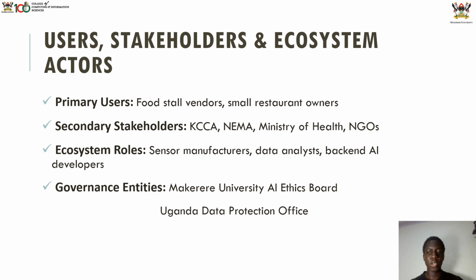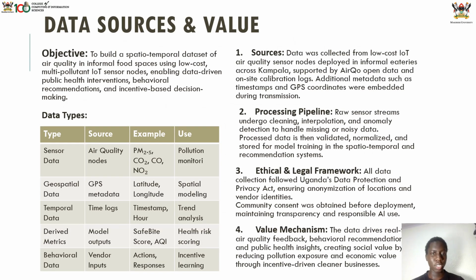So below are our users, stakeholders, and ecosystem actors in the system. The primary users are food store vendors and small restaurant owners. Those are the ones that have first-hand use of the system. And then the secondary stakeholders are the KCCA, NEMA, Ministry of Health, and NGOs. And the ecosystem roles: we have sensor manufacturers, data analysts, and back-end AI developers. And then governance entities that take part in this system are Makerere University, AI Ethics Board, and then the Uganda Data Protection Office.